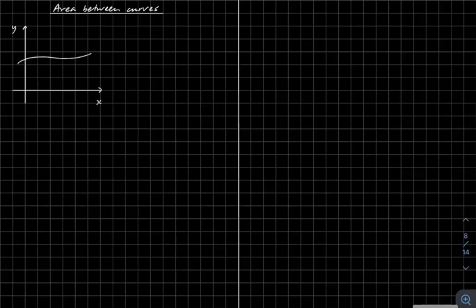So let's say we've got two functions here. This one here can be y equals f of x, and this one here is y equals g of x. And then between two values of x, x equals a and x equals b, we want to calculate the area that is generated between those two curves. So that's the area there that we're wanting to calculate.